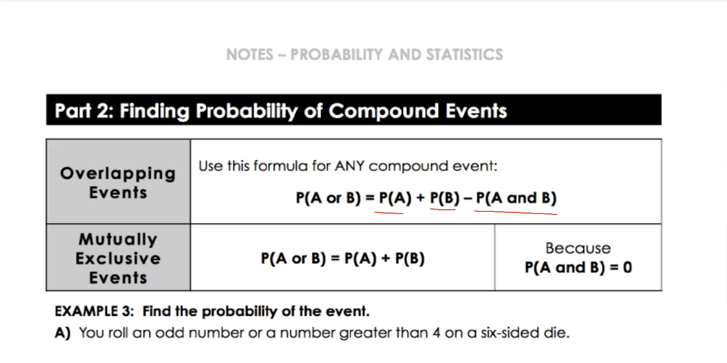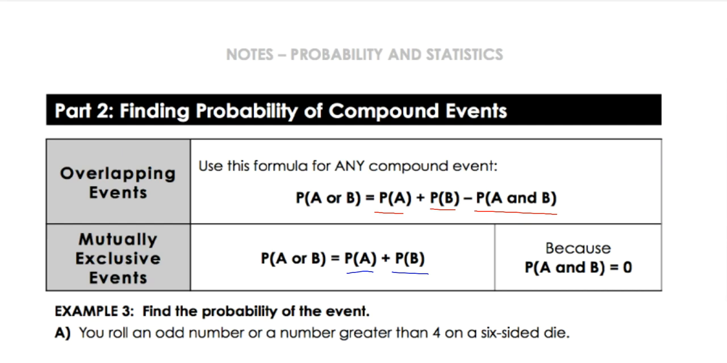If events are mutually exclusive, we don't have to do that. We just have to combine the probability of event A with the probability of event B, because the probability of both of them happening at the same time is 0. It's not going to happen. So we don't need to subtract anything out because there was no overlap happening. So we're going to use those to help us start to calculate some probabilities here.